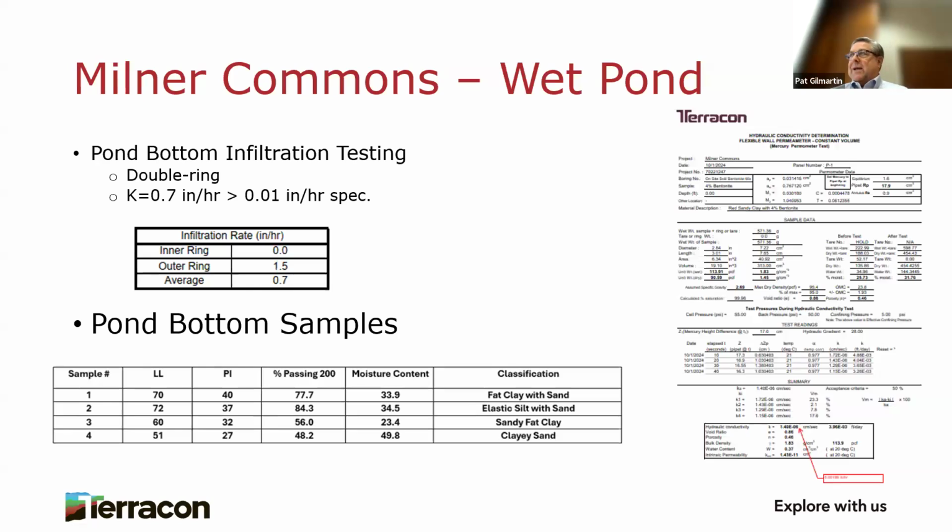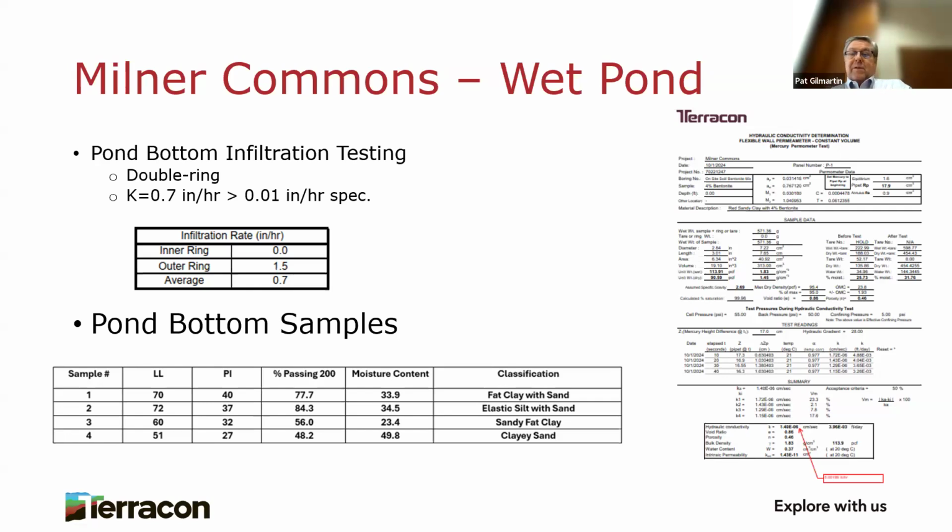works. We said, we can test it if you pump the water out. They pumped the water out. We did our testing, and the infiltration rate was 0.7 inches per hour. Well, that's about 10 times faster than the liner rate and the specified rate on the drawings of 0.01 inch per hour. So we concluded, hey, this pond may not hold water. What are we going to do about it?